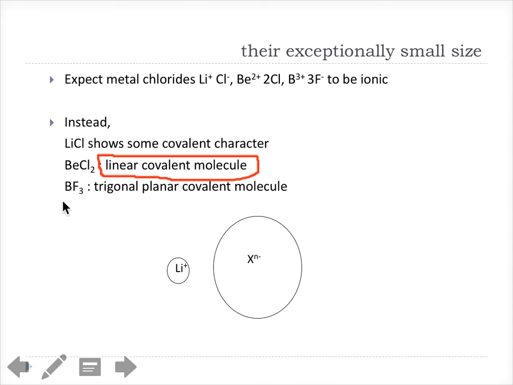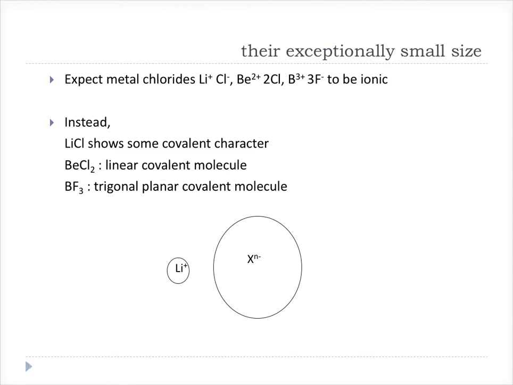Similarly for BF3, boron trifluoride, we see that it's a trigonal planar covalent molecule. Although in this molecule, BF3, we use fluorine, which is a super electronegative atom, we would expect fluorine compounds to be ionic when bonded to a metal, but in the case of BF3, it actually exists as a fully covalent molecule. And we're going to see how this is possible in a short while.